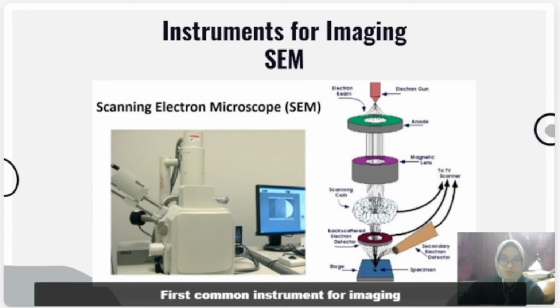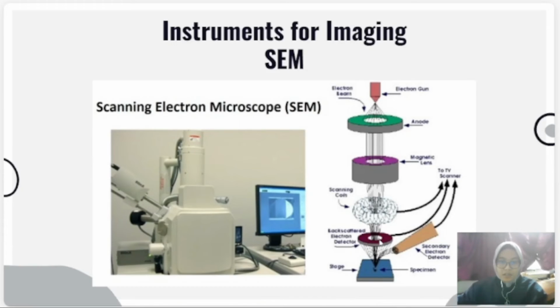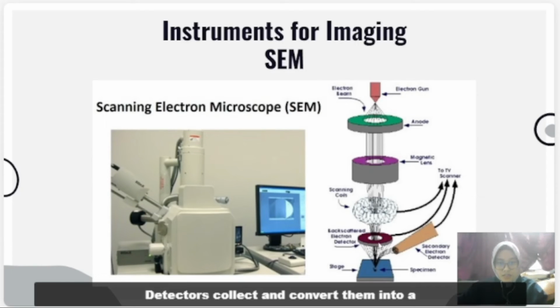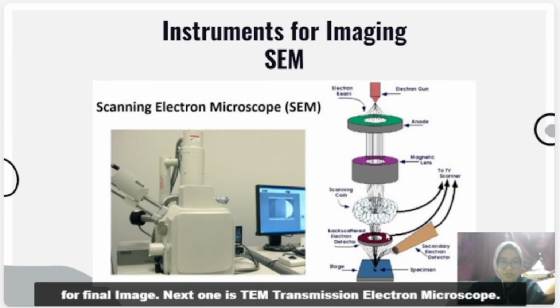First common instrument for imaging is SEM, scanning electron microscope. The SEM produces a largely magnified image by using electrons instead of light to form the image. The beam of electrons is produced at the top of the microscope by an electron gun. Once the beam hits the sample, electrons and X-rays are ejected from the sample. Detectors collect and convert that into a signal that is sent to a screen for the final image.